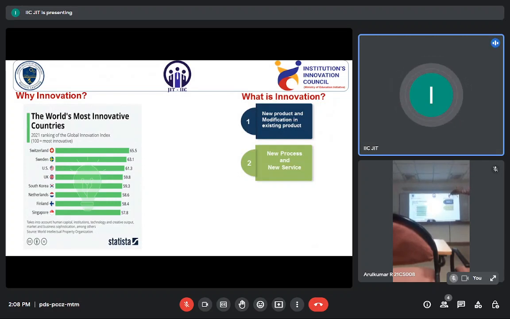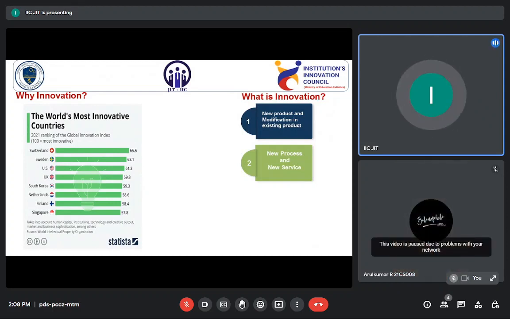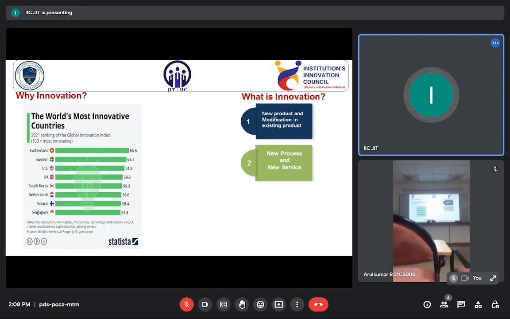And also the innovation index ranking is good. So what is the ranking of India in the Global Innovation Index? It is 40th position. We are at 40, and India wants to attain the first 10 ranks. So how to attain that? We have to develop an innovative ecosystem.